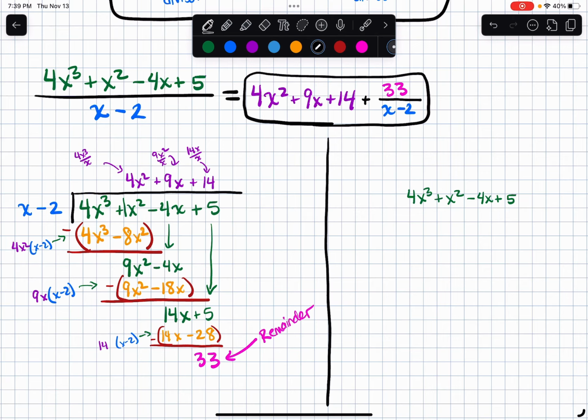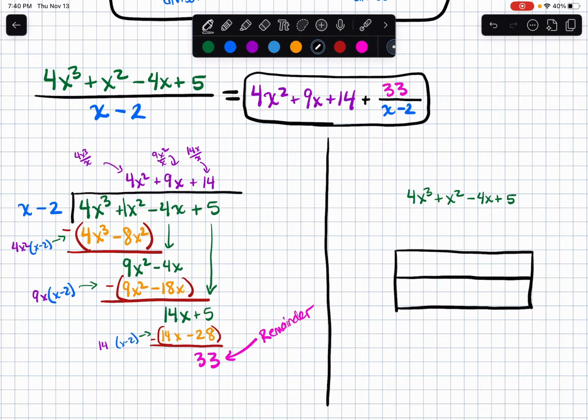So for my second method, since my leading term of the dividend is third degree, that third degree x cubed tells me if I'm going to organize this in a grid that I would need to use 2 rows, because I'm dividing by a binomial, x minus 2, and 3 columns, because I need a column for x cubed, a column for x squared, a column for x, and then the lower right will be my constant.